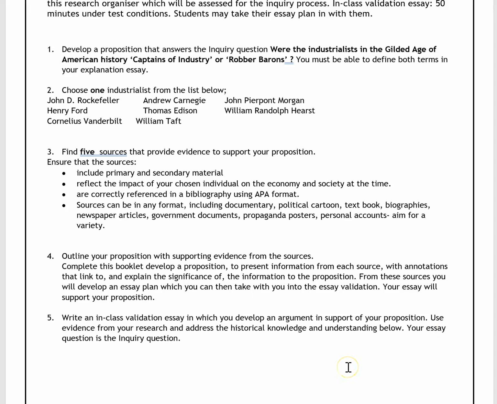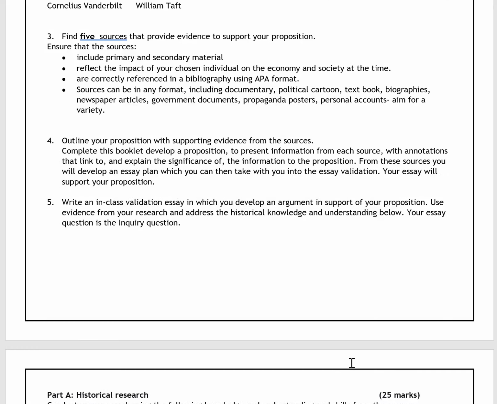And then you will actually have an essay that takes a firm stance on whether you think they were either good, with the captains of industry paving the way, or were they actually corrupt robber barons that really ripped people off. So that's sort of what we're looking at.